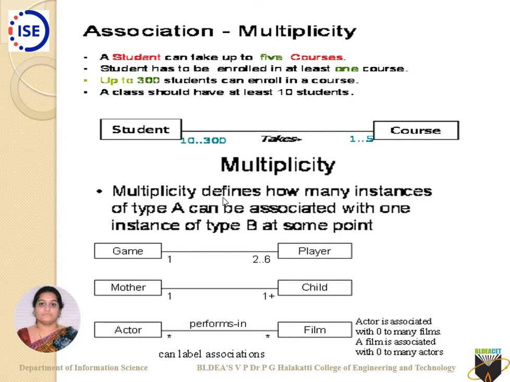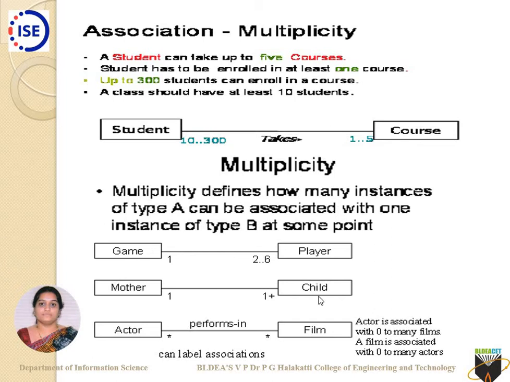Similarly, another multiplicity type here, you can come across. This is my first class, this is my second class. I have a game and I have player. If I give a relationship like this, 2..6, it means that for every game I expect at least 2 players, or at the maximum 6 players. At least 2 should be there.